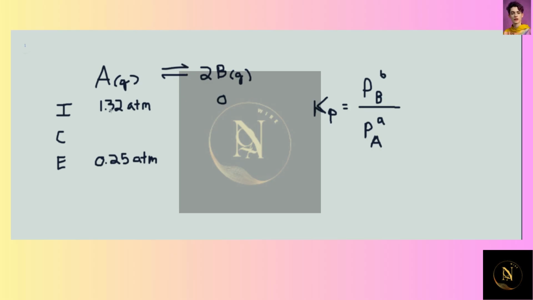This question says, for the reaction A to B, a reaction vessel initially contains only A at pressure 1.32 atmospheres, and at equilibrium, the partial pressure of A is 0.25 atmospheres. And then it asks us to calculate the value of Kp, or the equilibrium constant with respect to P.